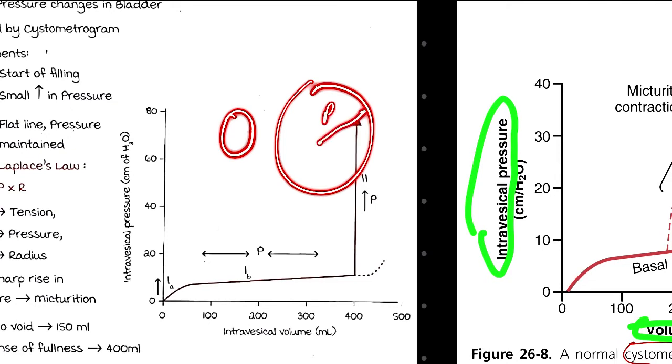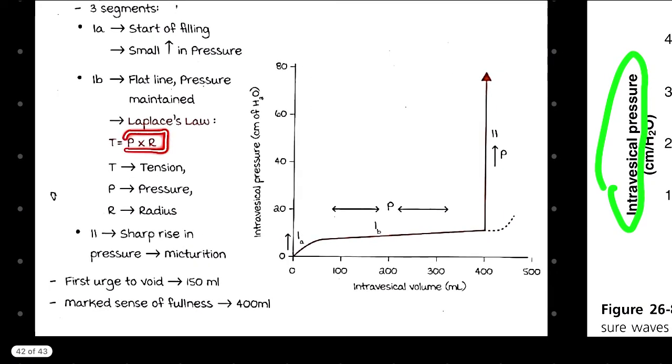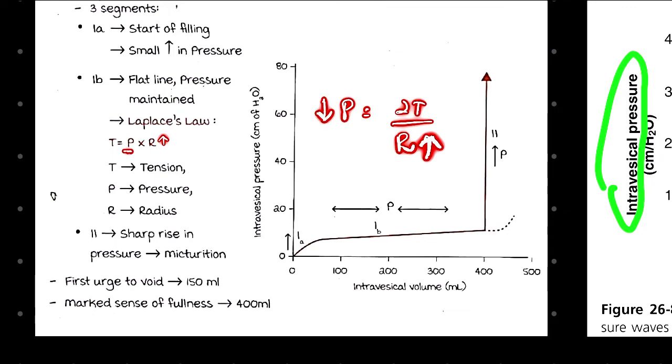As you can see, the radius also increases here. Our Laplace law says that tension is equal to pressure times radius. There is a rise in radius, and this increase in radius will be balanced by our pressure. We can say pressure is 2 times tension upon radius. As there is a rise in radius and volume, the denominator increases, so the pressure decreases, and it is balanced in such a way.